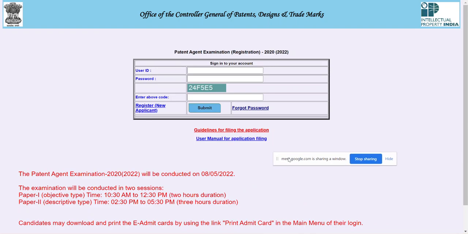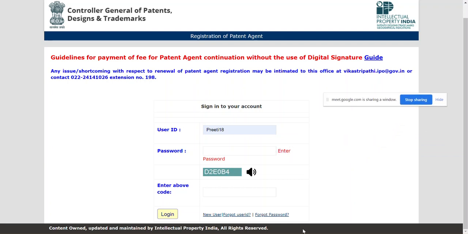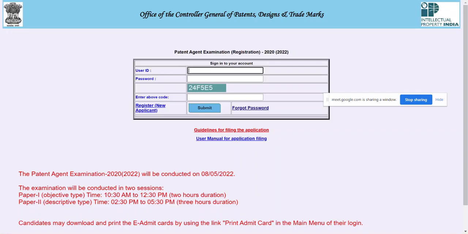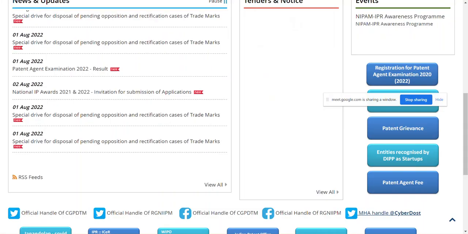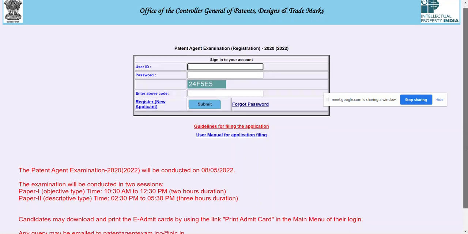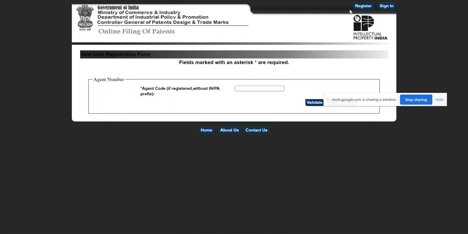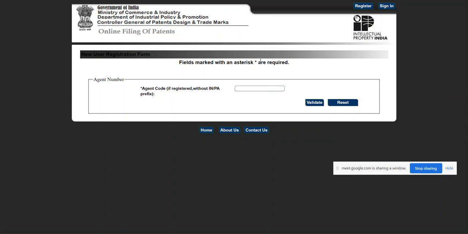I guess we can do change password or something. Ma'am, there is one option on this website for a new user. Can we use this for registering? I think this is for registered patent agents only. So let's wait. You have to wait till they come up with a new portal, or you can contact this person, Vikas Tripathi. Here they are asking for the INPA number for new registration, which you will get after completing this registration process.